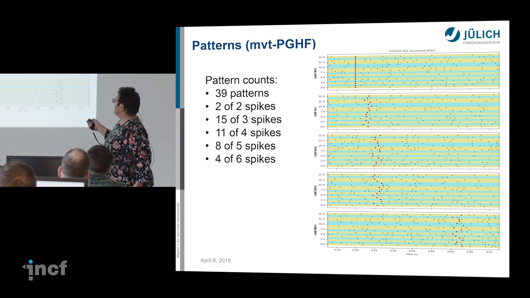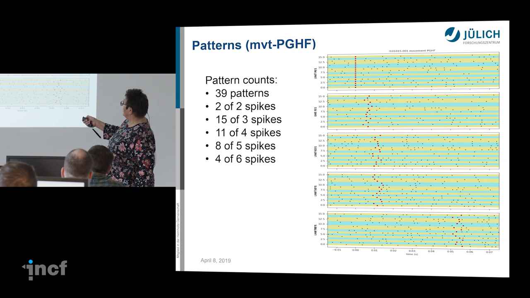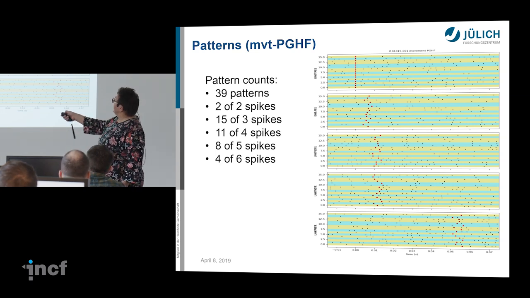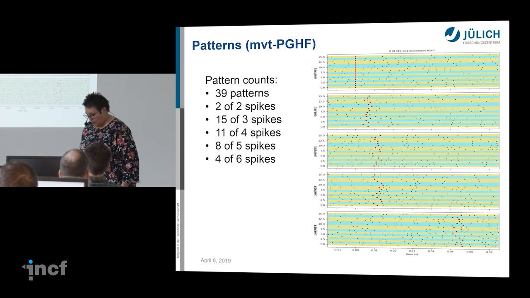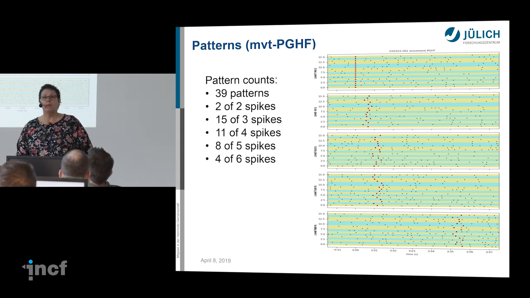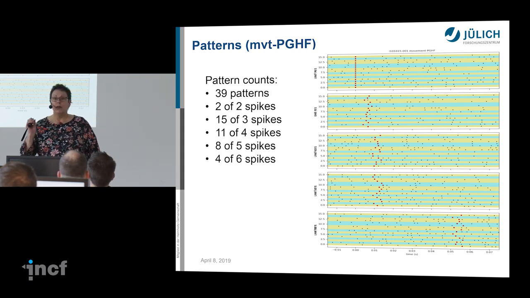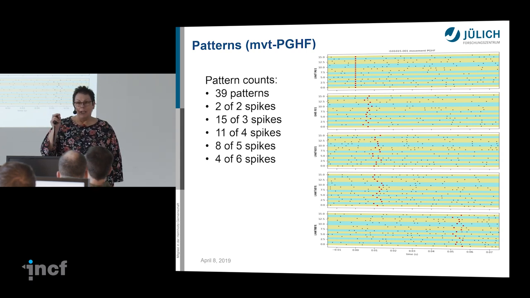And in this particular data set, we even found 39 different patterns, 2 of 2 spikes, 15 of 3, 11 of 4, 8 of 5, and 4 of 6. These are occurring during a particular epoch in a particular behavior.